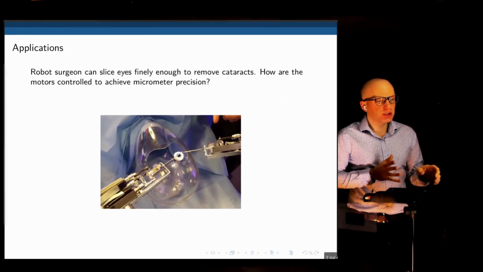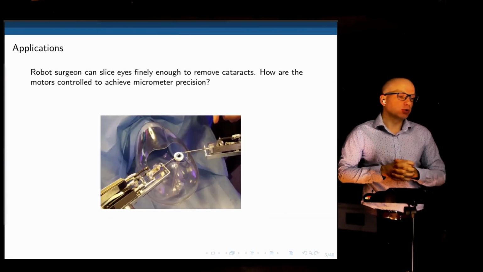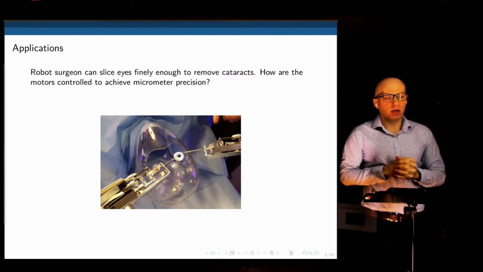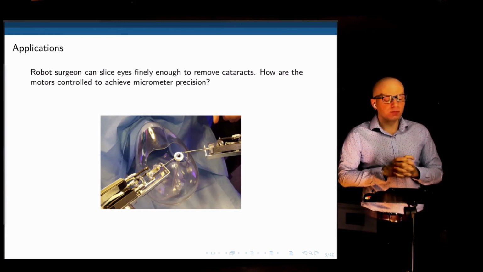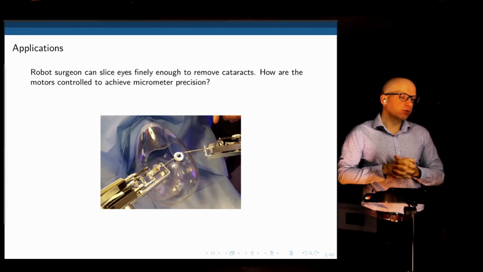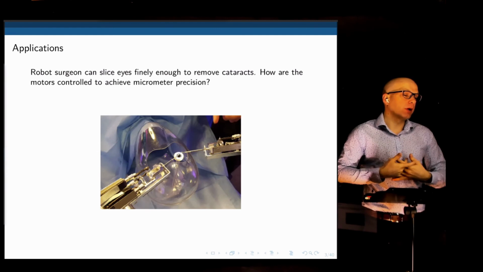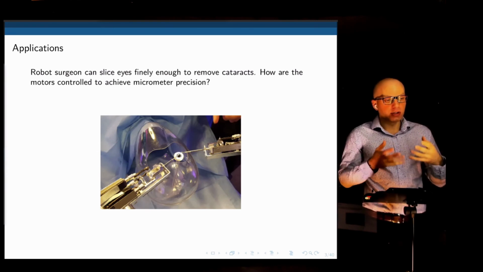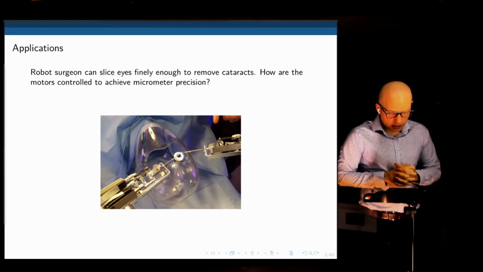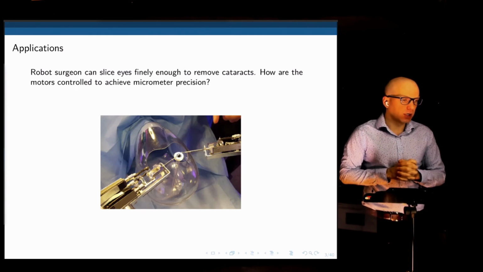There are many applications of position and speed control. Let me give you one application. Let's consider, for example, that you have a robotic arm that is powered by DC motors and operates on a patient. In this example, this robotic arm is operating on the eye.